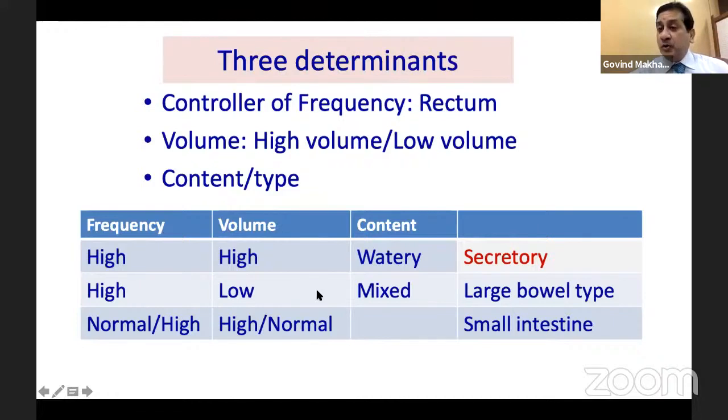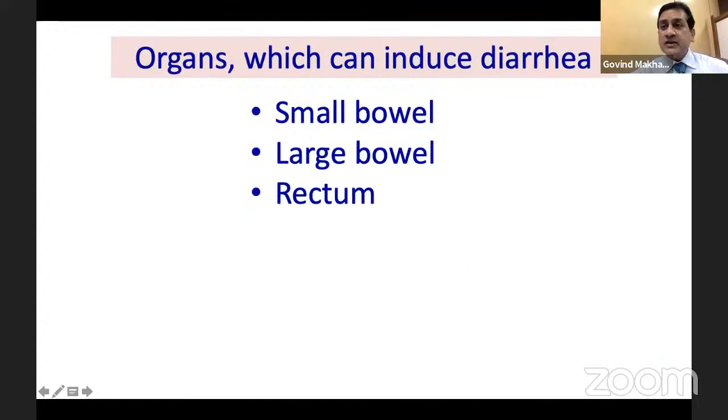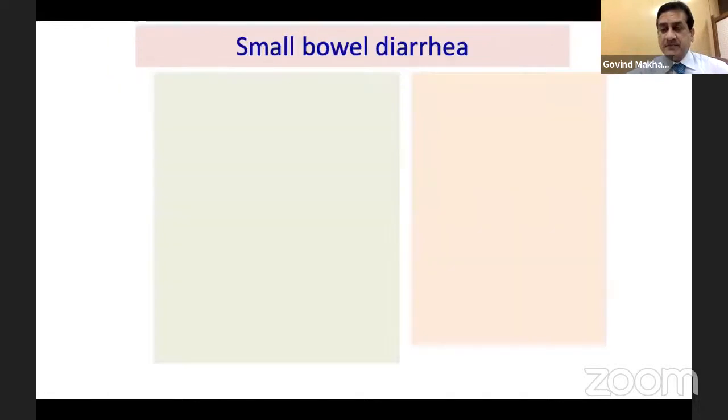High frequency, low volume. Frequency is high, volume is low. It could be large bowel type. It could also be small bowel type, as I said, but the high frequency is mostly because of large bowel type. In the small bowel type, the frequency could be high or even normal. Volume could be high or even normal. So one may not distinguish this. But this is very clear: high frequency, high volume is mostly secretory in nature. Therefore, diarrhea can occur from disease of the small intestine, large intestine, or rectum.